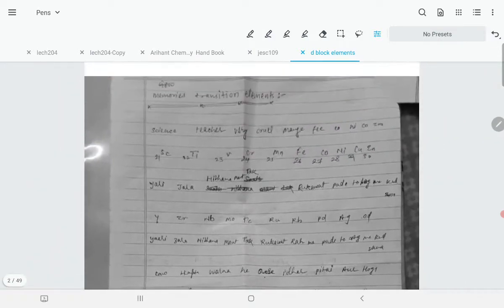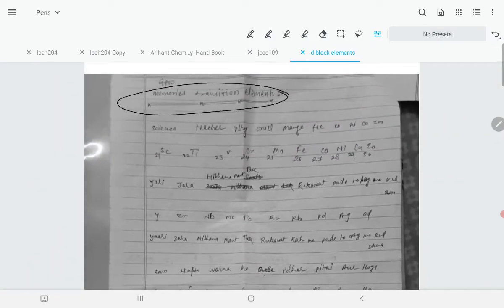Now we are going to understand how to memorize the first transition series. Scientists are very cruel. Scandium, titanium, vanadium, chromium, manganese, iron, cobalt, nickel, copper, zinc.